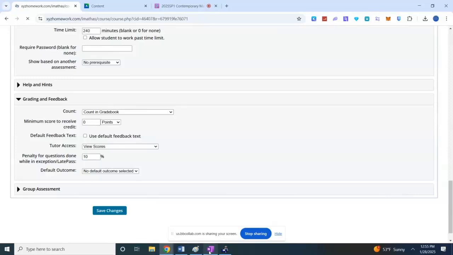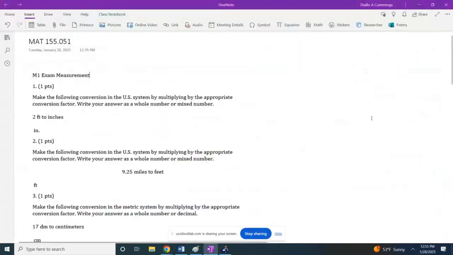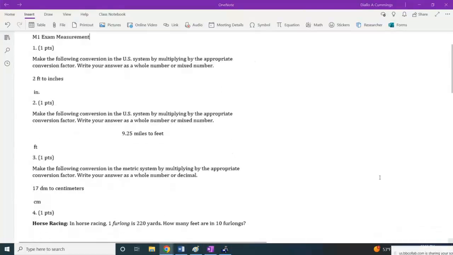All right, so with that being said, let's take a look at the review exam. I'm basically just going to go through the exam. Please feel free to write on this. Like I said, the answer key is on the very back. This first question comes out of module 1.1, and we're asked to make the following conversions in the U.S. system by multiplying by the appropriate conversion factor. Write your answer as a whole or a mixed number.